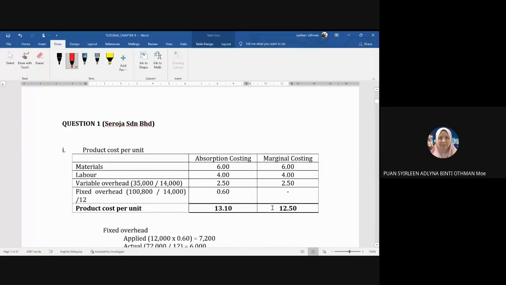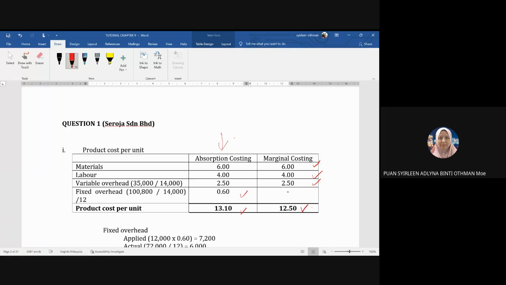Okay, this is your cost per unit. So direct material memang RM6 sama. Okay, labor is RM4 sama. Okay, variable is RM2.50 macam Madam cakap tadi. And fixed hanya untuk absorption saja. So you ada 60 cents. Okay, so product cost per unit ialah RM13.10 for absorption and RM12.50 for marginal.